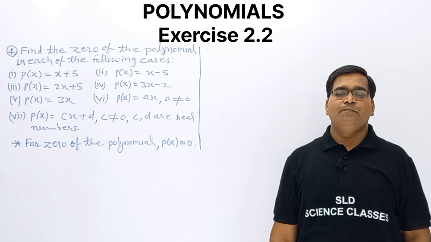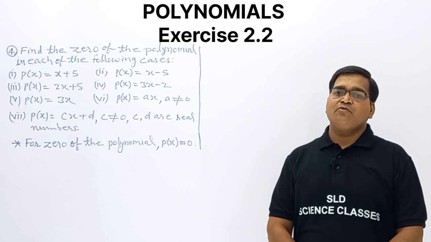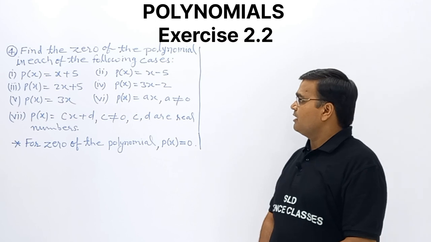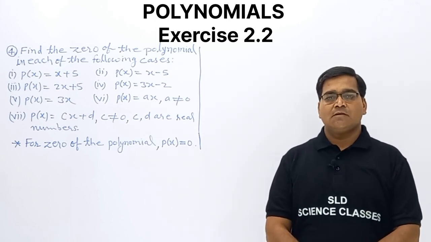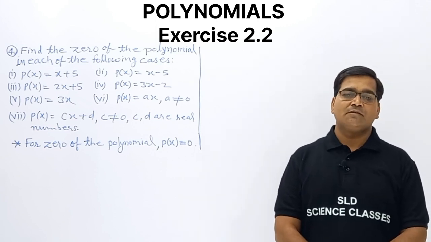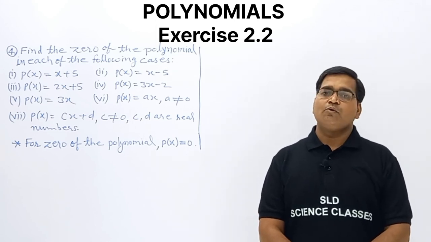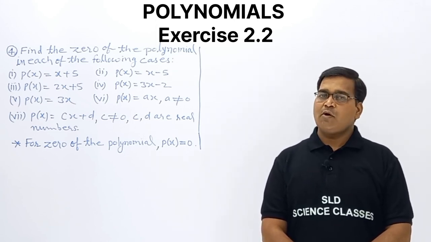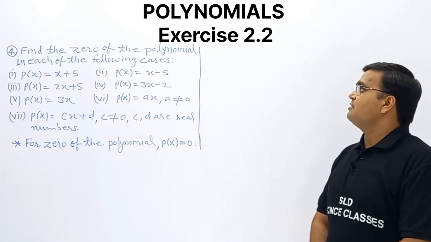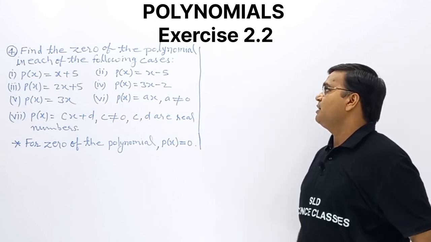In this video, we will discuss question 4, exercise 2.2 polynomials. This exercise has 4 questions. Out of these, we completed question 1, question 2 and question 3. Now question 4 is remaining, so today we will discuss that one. Observe carefully. What is this question? Find the zeros of the polynomial in each of the following cases.